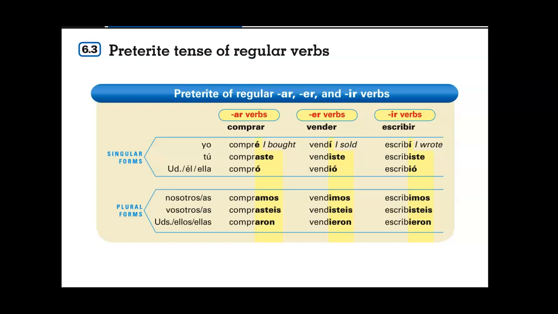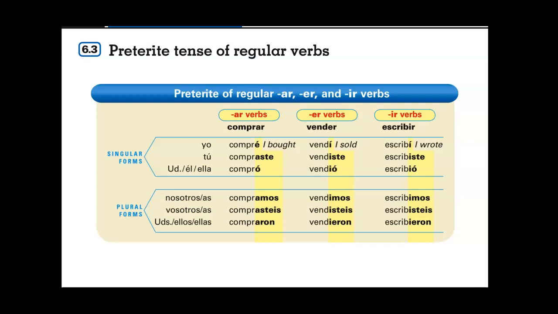For the yo form, it ends in í with an accent. Same for IR, í with an accent. Tú is iste. Él, ella, usted is ió. Nosotros is imos for both. This one's a little different for ER. And then we skip vosotros. The ending for ustedes, ellos, and ellas is ieron.